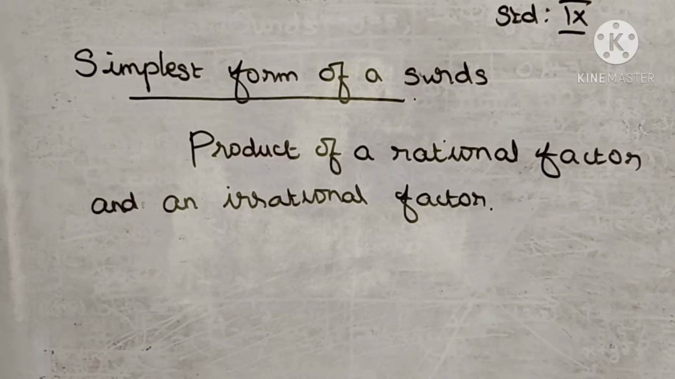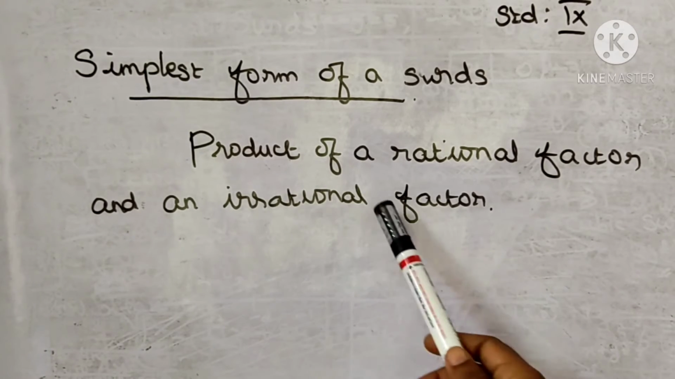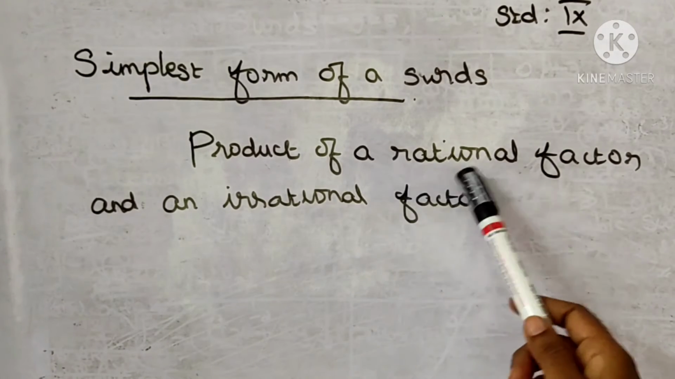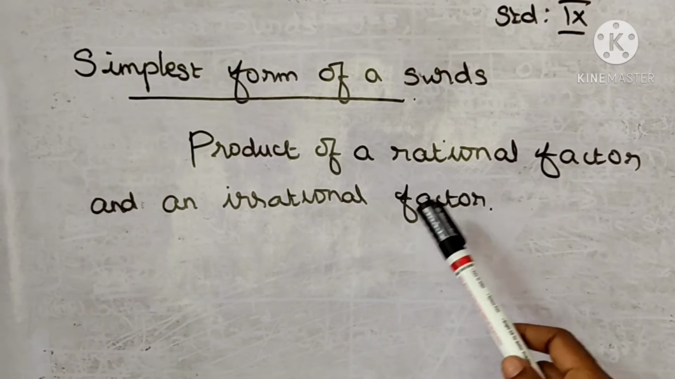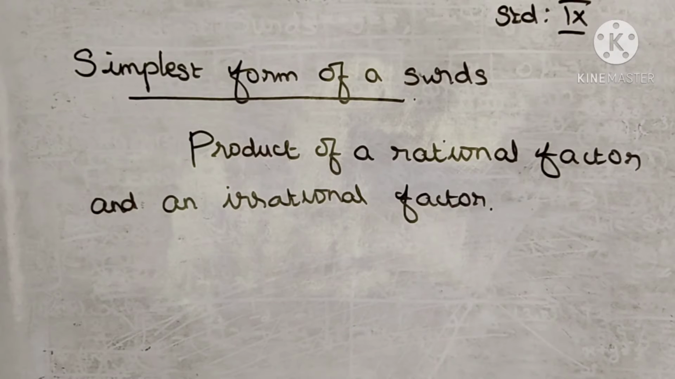Simplest form of a surd. A surd is said to be in simplest form when it is expressed as the product of a rational factor and an irrational factor. In this form, the surd has the smallest possible index of the radical sign, no fraction under the radical sign, and no factor of the form a to the power n, where a is a positive integer, under the index n.